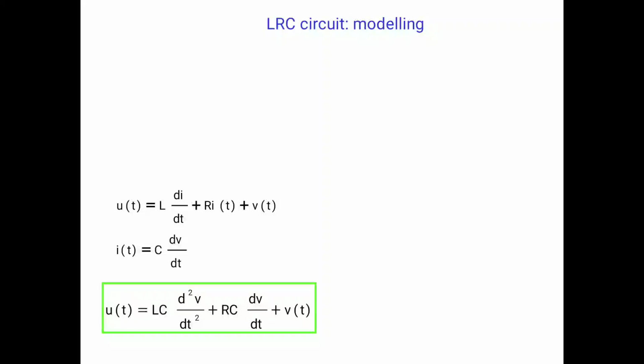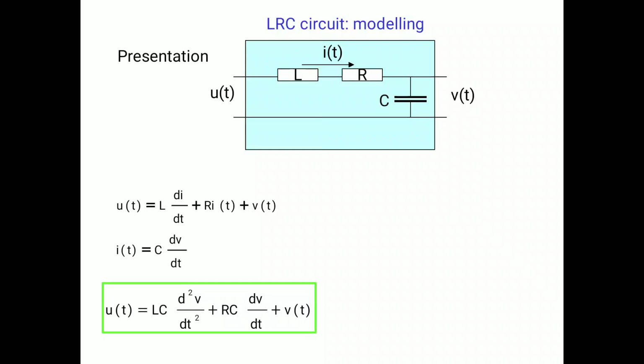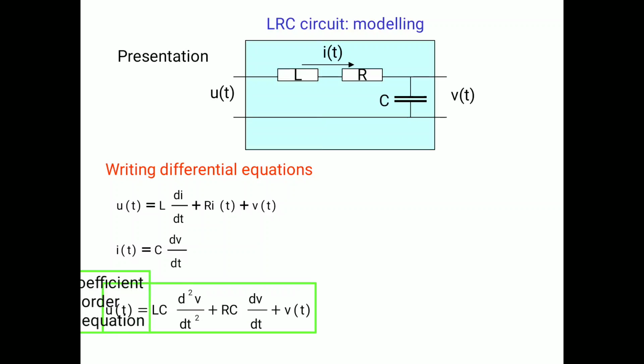Okay, so we can find out the same from the various electrical circuits. Let's start with the RLC circuit, where the input is L into di by dt plus R into i of t plus v of t. This is the input, and i of t is C into dv by dt. So u of t becomes LC d square v upon dt square plus RC dv by dt plus v of t, writing the differential equation for the same.